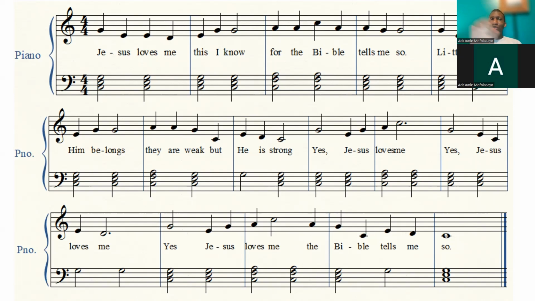Now, down, left, right, up, down, left, right, up, down, left, right, up. 1, 2, 3, 4. 1, 2, 3, 4. 1, 2, 3, 4. Down, left, right, up. So that's how you conduct the music.